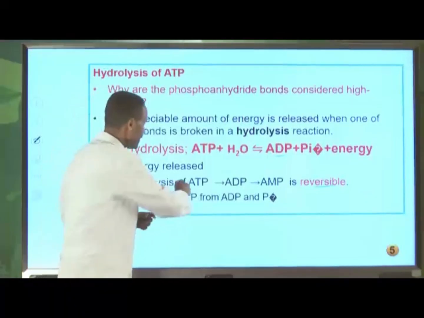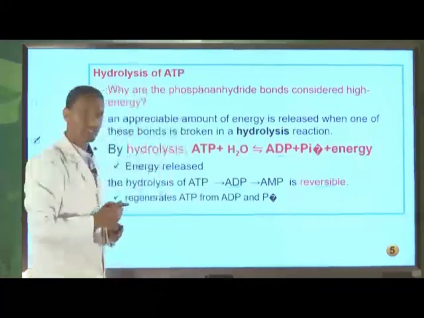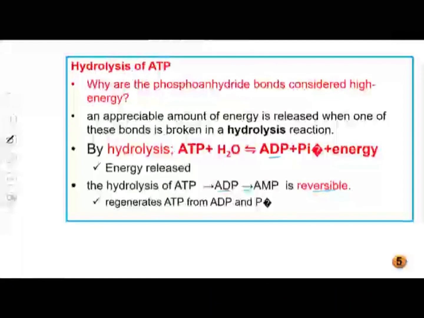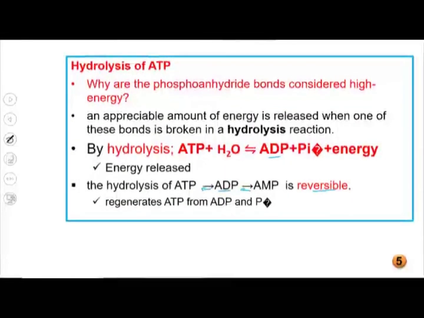Here, ATP can be hydrolyzed to ADP, then to AMP, meaning adenosine monophosphate. But this process can be reversed. This process is reversible. That is why it is called reversible. Then it also regenerates ATP from ADP and inorganic phosphate by the process of reversible reactions.